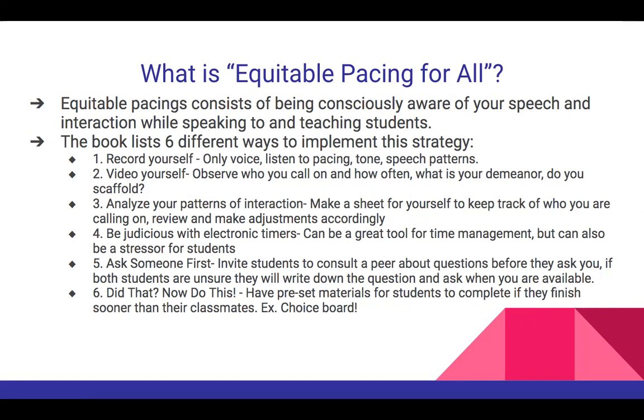The book lists 6 different ways to implement this strategy, so I'm just going to go through them quickly. The first one is to record yourself. You'd record yourself with only your voice, sort of like how I'm doing right now, making sure you're listening to pacing, tone, speech, and patterns. The next one is to video yourself. Observe who you can call on and how often. What is your demeanor? And do you scaffold?